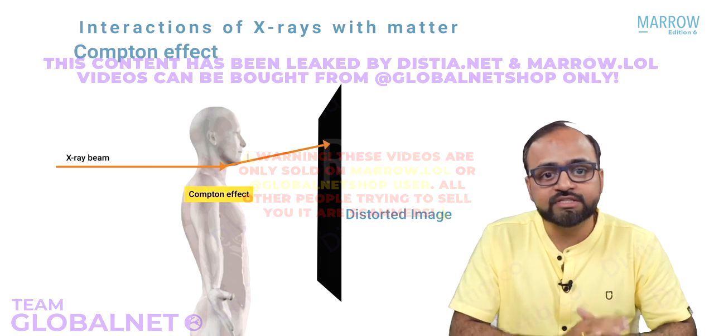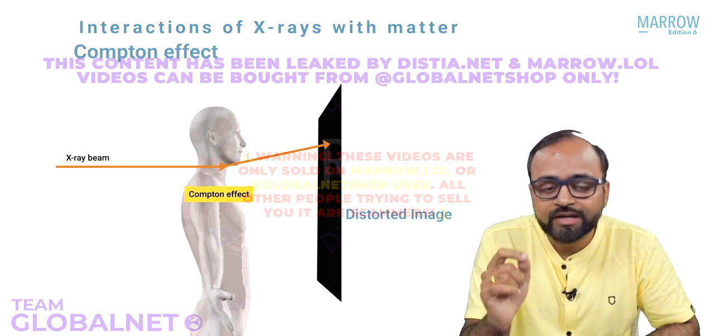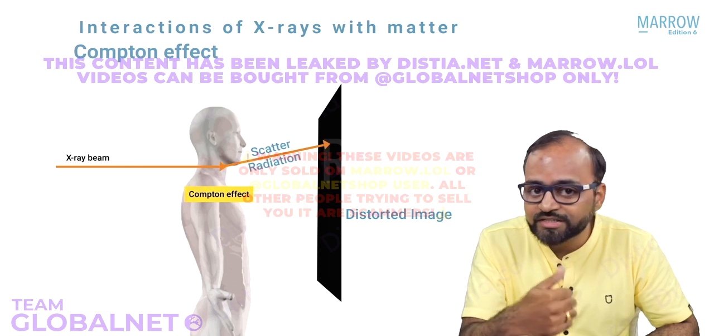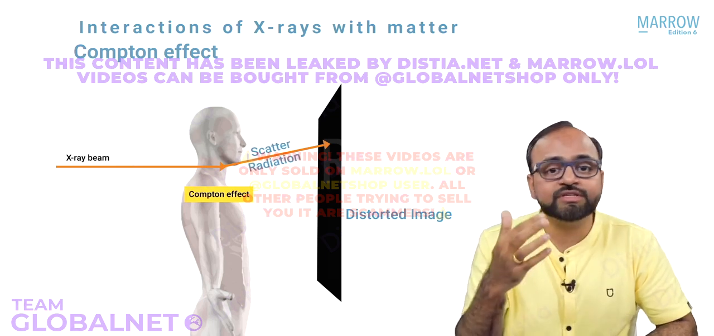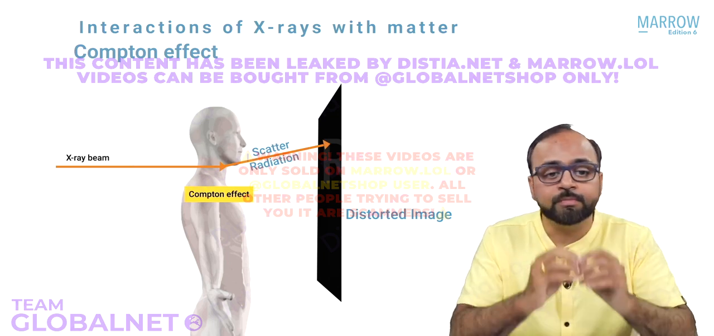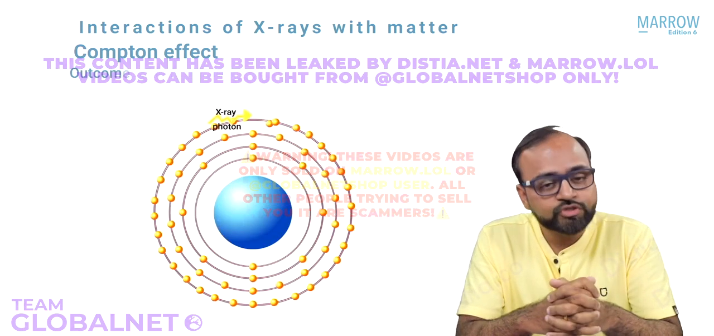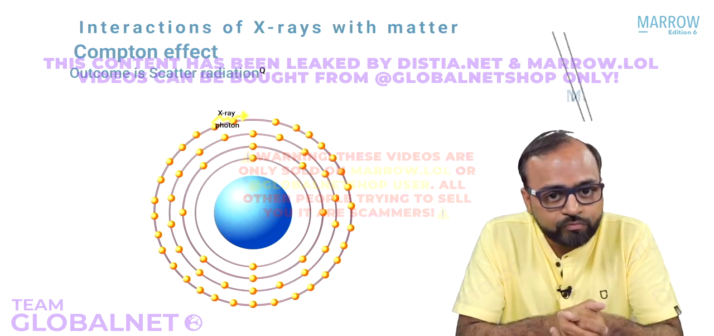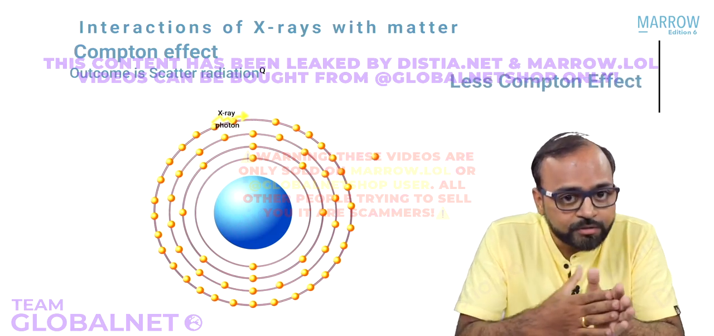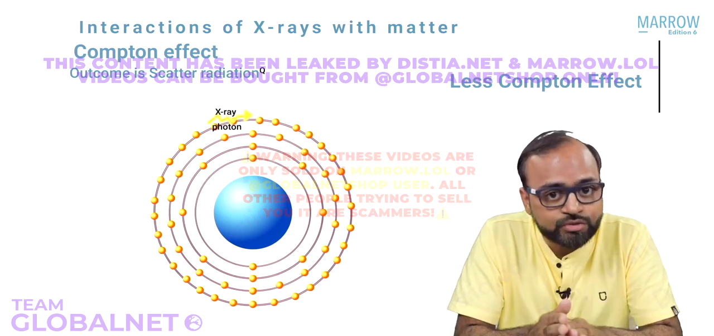This deviation of X-ray beam, right, that happens in Compton effect is one of the most important outcomes of Compton effect, and this is what is called as scatter radiation. What is this scatter radiation? It is deviation of X-ray beam, and we just discussed what is the result of scatter radiation, right? It is going to give rise to image distortion. Image blurring is going to occur. Therefore, tell me, if the outcome of Compton effect is scatter radiation which causes image blurring or image distortion, do you want more Compton effect or do you want less Compton effect? We want less Compton effect because we want less scatter radiation, which will result in less distortion, isn't it?